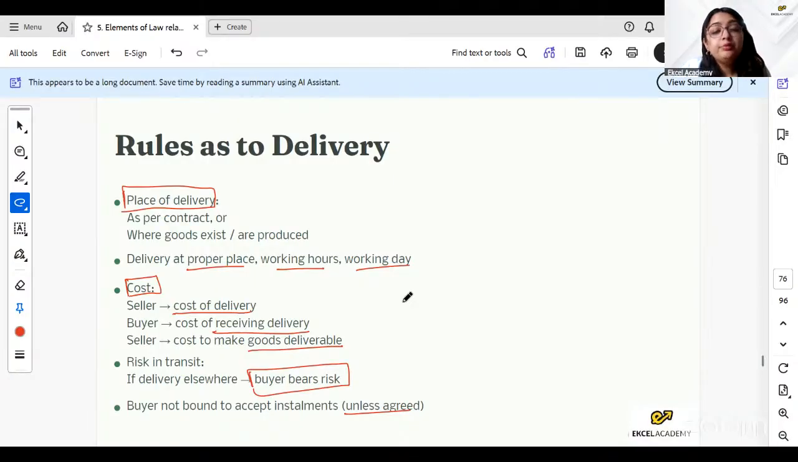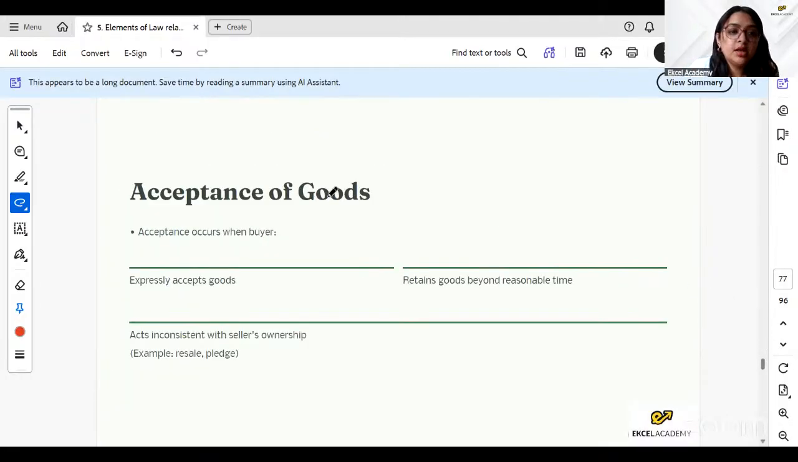All right. So I hope you have understood the meaning of delivery and the various rules of delivery that are applicable in your contract. Now, next comes acceptance of goods. We saw three things: the seller has to deliver, the buyer has to accept and also pay the price.